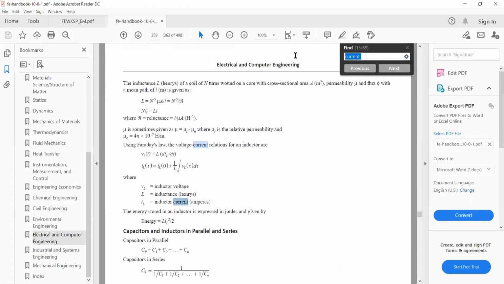Another reason you probably want to research the handbook beforehand is in case you come across a problem where you've seen the equation before. It might be easier for you to find it from there if you don't remember it completely, which no one's expected to memorize every single equation that's in here.